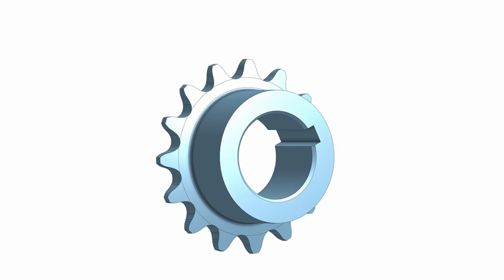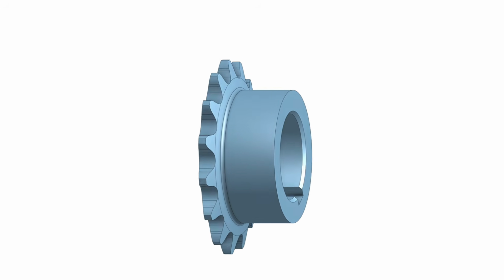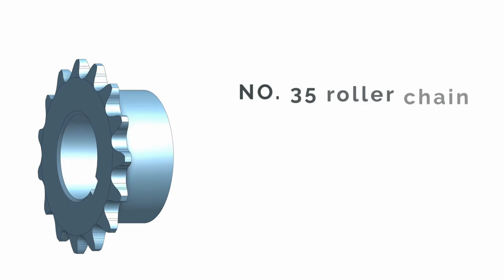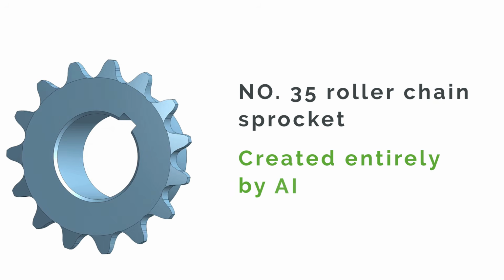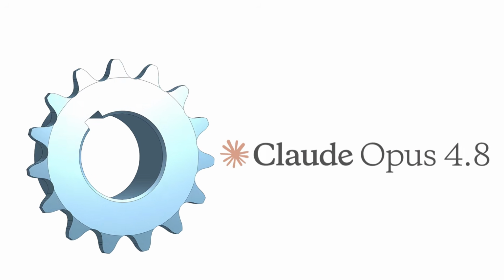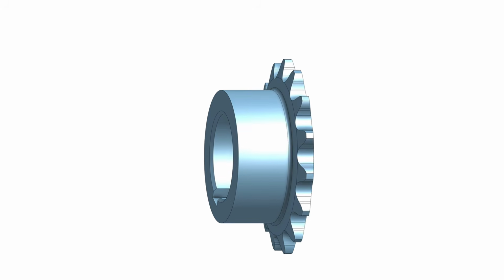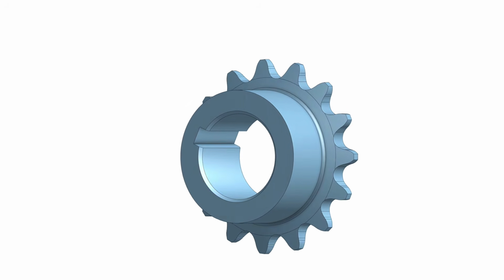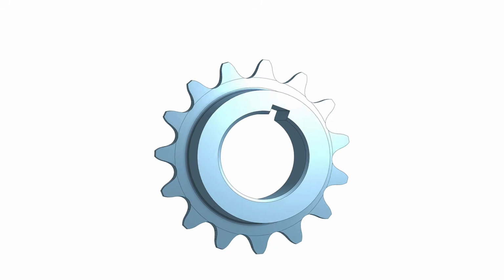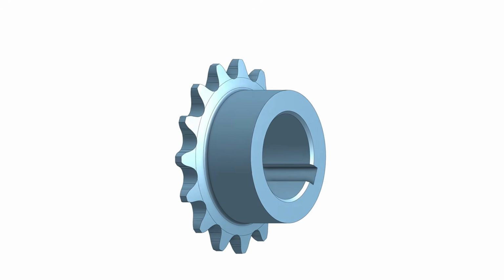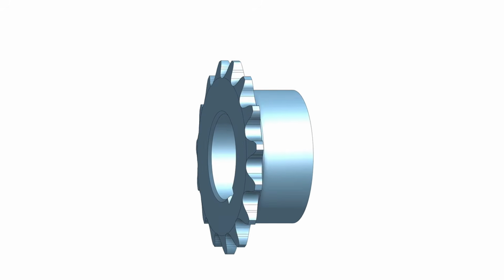Onshape has taken the lead in AI-driven design. What you're looking at is a number 35 roller chain sprocket created entirely by AI, in this case Claude Opus 4.8. But this isn't just another AI-generated CAD model. It's a native Onshape custom feature, a reusable engineering tool capable of generating thousands of sprocket variations.